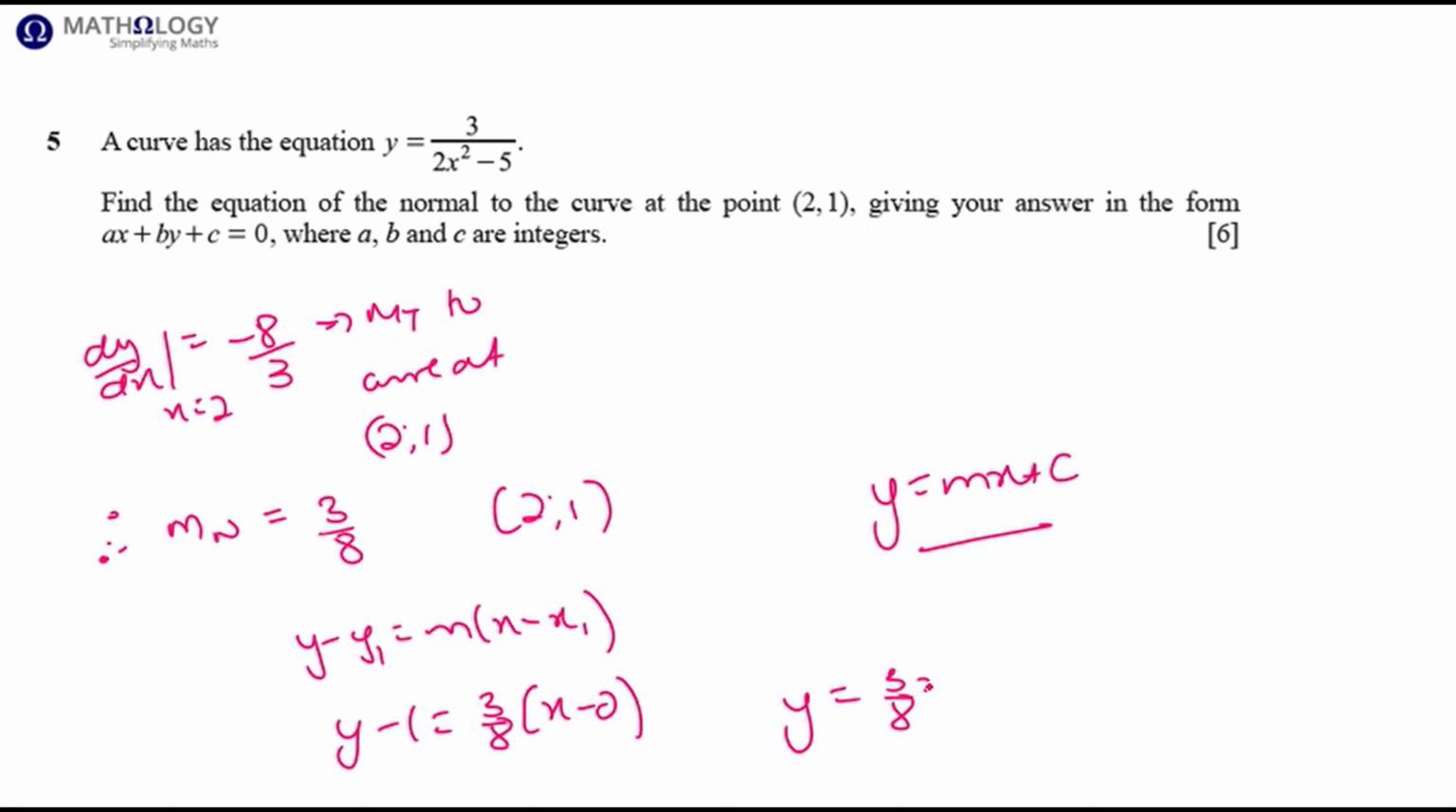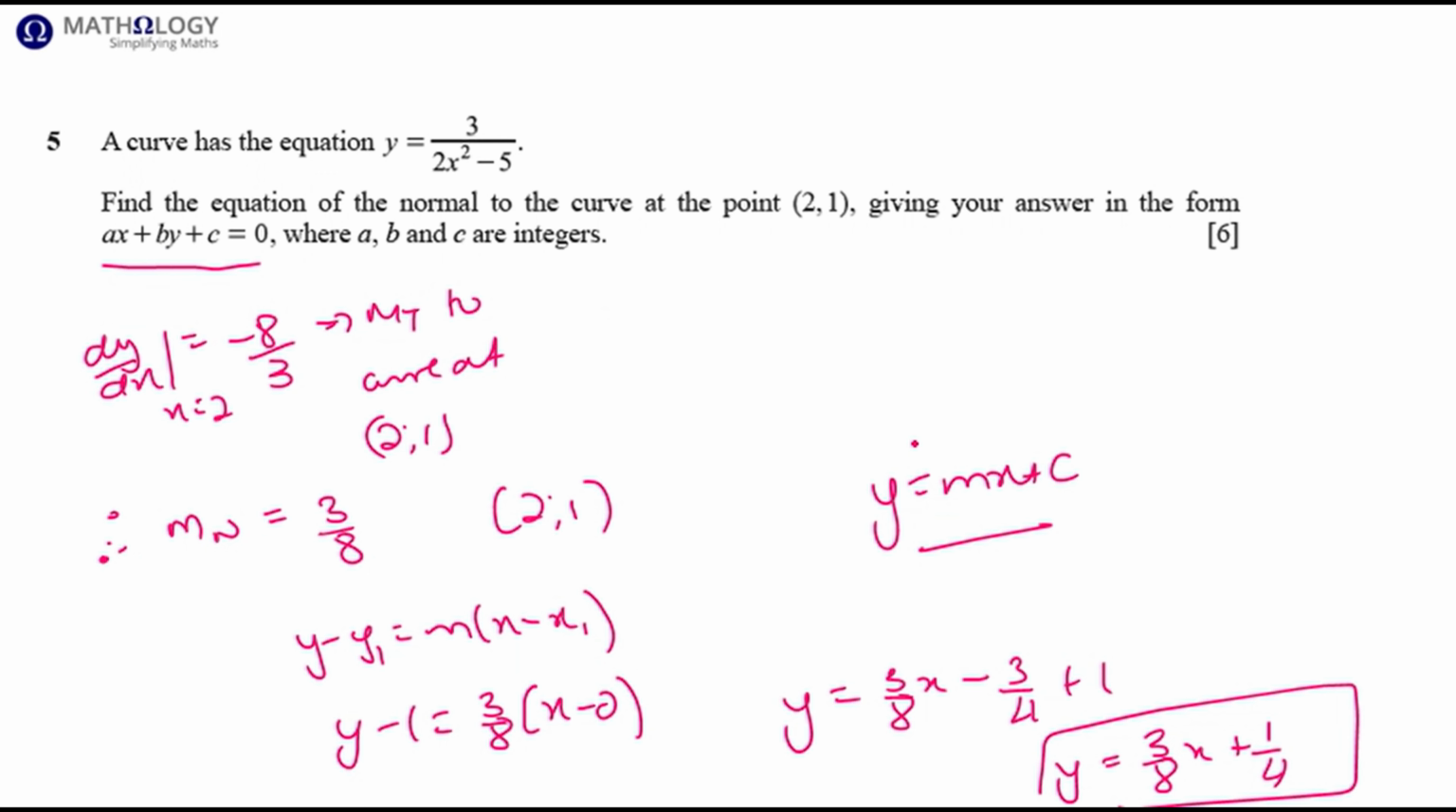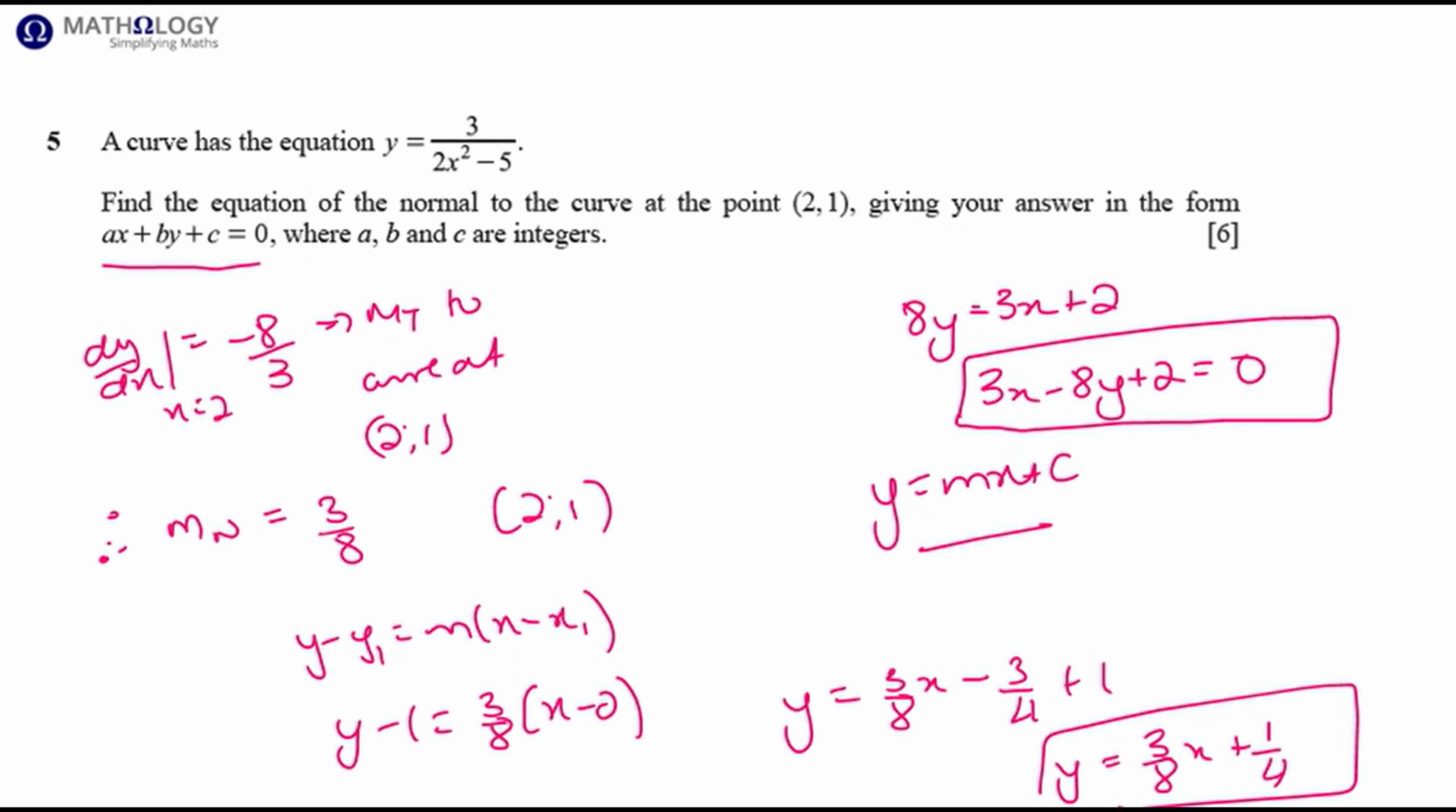y equals 3 over 8x minus 3 quarters plus 1. y equals 3 over 8x plus a quarter. You can leave it in this form. You can also write it in a neater form. Well, they want it in this form, ax plus by plus c. So 8y equals 3x plus 2, but they want it in that form, ax plus by plus c. So 3x minus 8y plus 2 equals 0, and this is the form that they wanted.